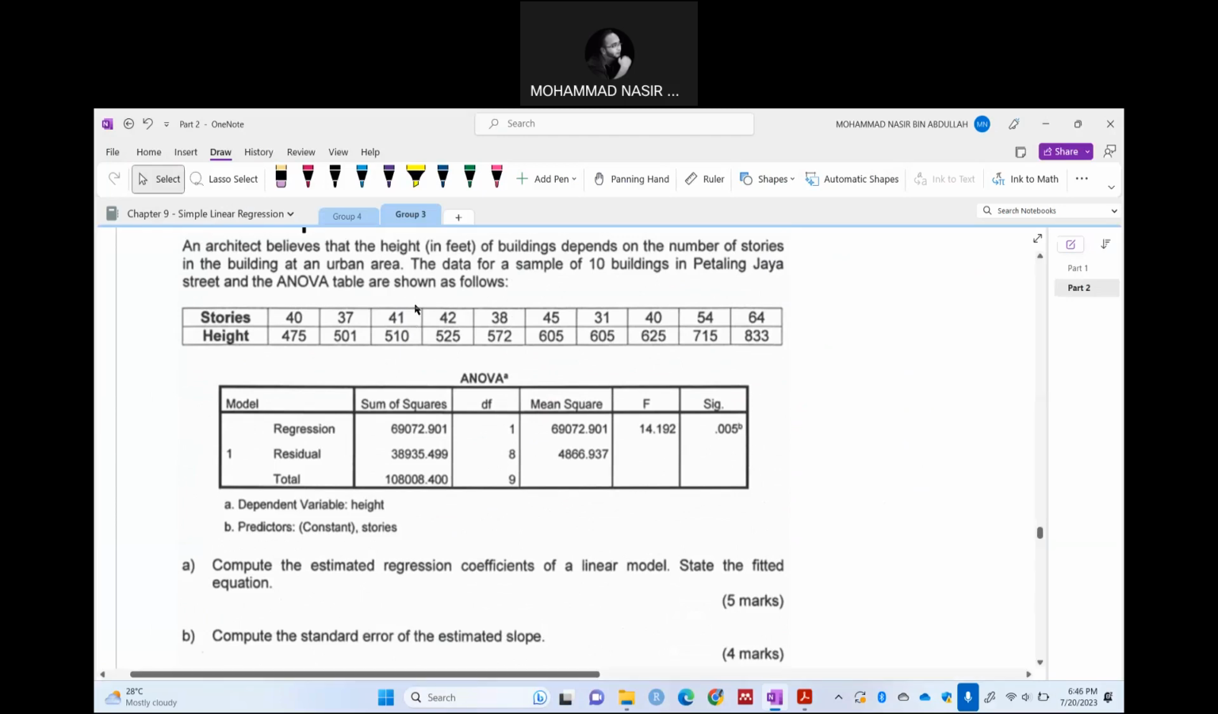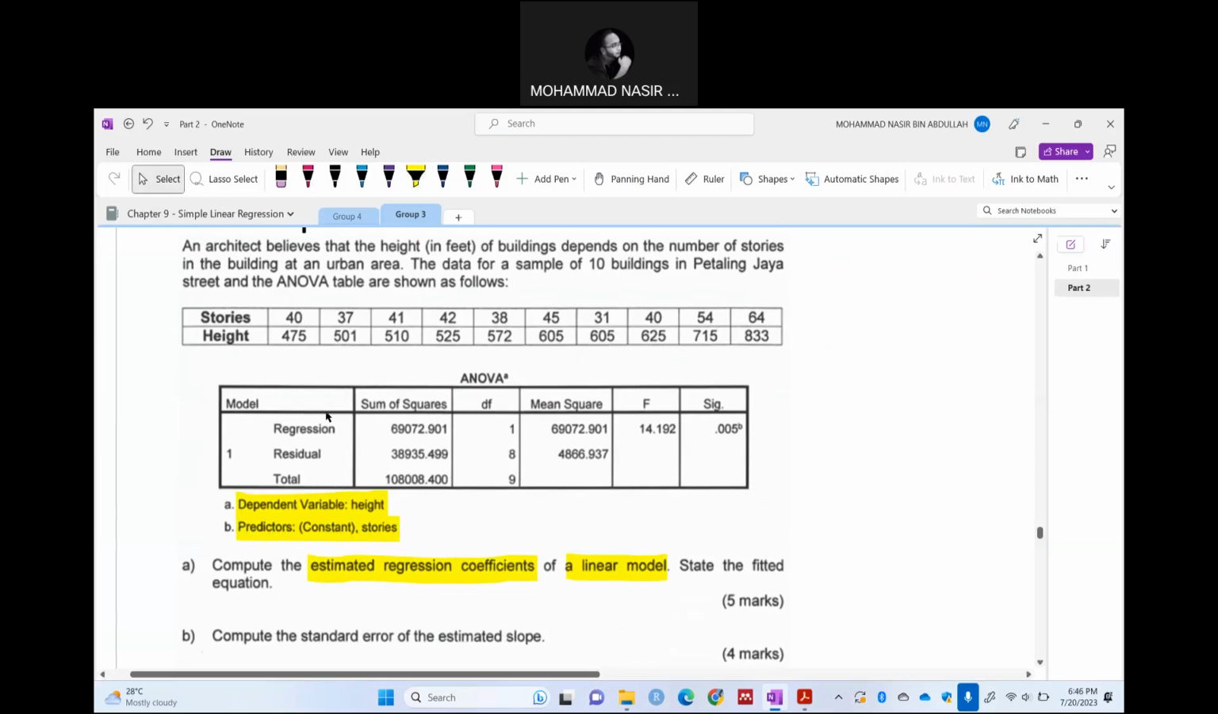So based on example number 17, we have stories and height. So what is independent variable and what is dependent variable? Dah tulis dah kat sini. Right. Okay. Should aware lah what is dependent variable and what is independent variable. Must be aware before we start analyzing data. Right. So compute the estimated regression coefficient of a linear model and state the fit equation. So how to find linear regression equation?